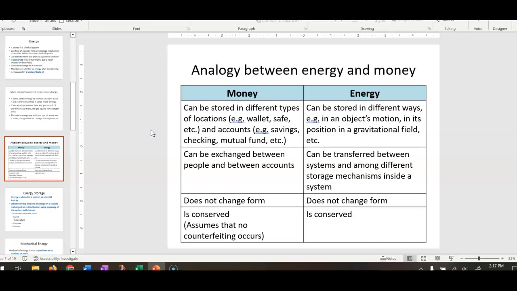US dollars, whether it's $1 in your purse or $1 in your bank account or $1 that you gave to someone else. So in all those ways, it's very similar to what we've been saying about energy, because energy is also stored in many different ways, and it can be moved between those storage accounts and also can move from one object to another.